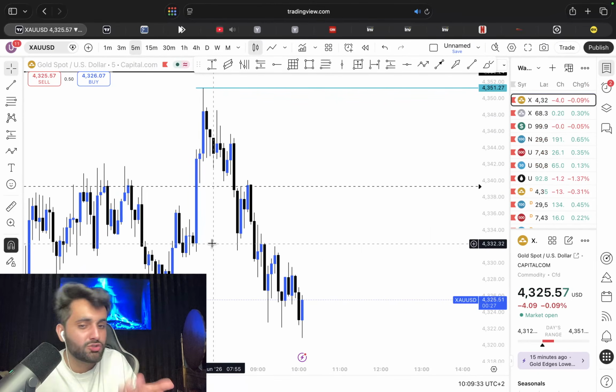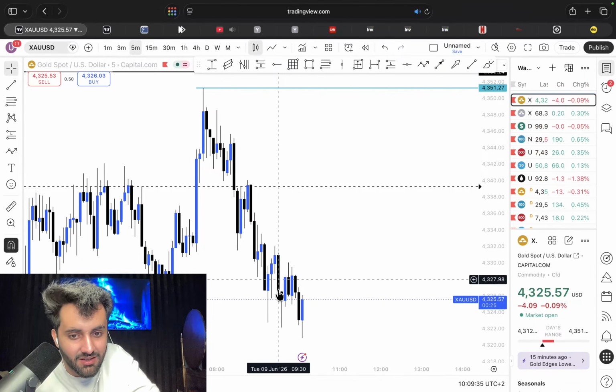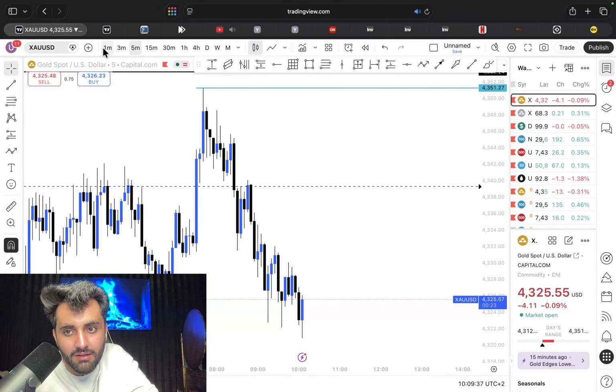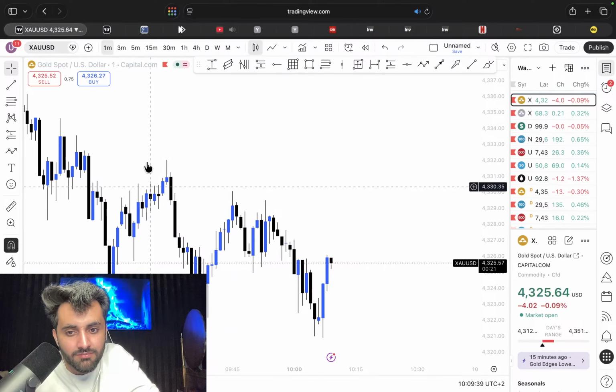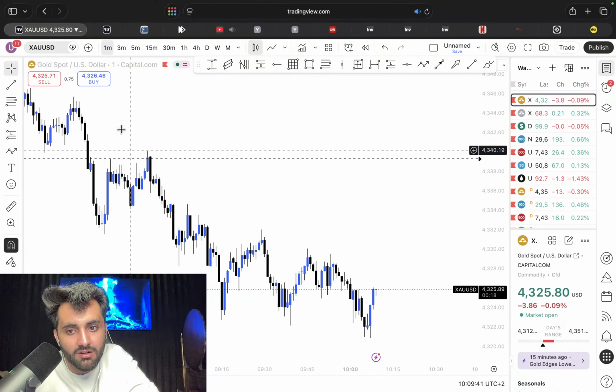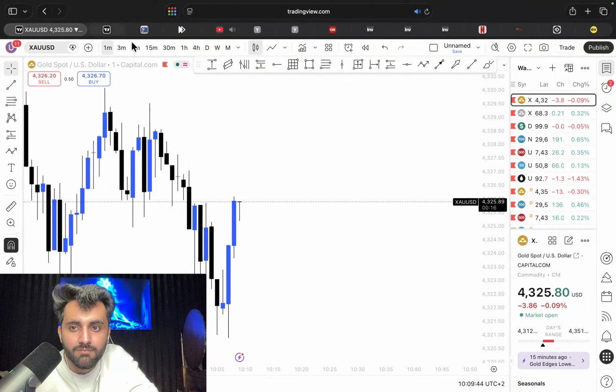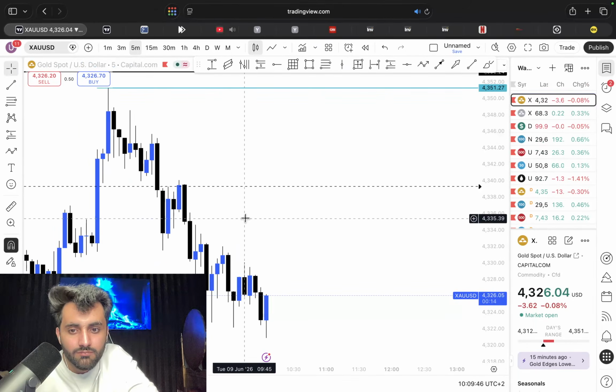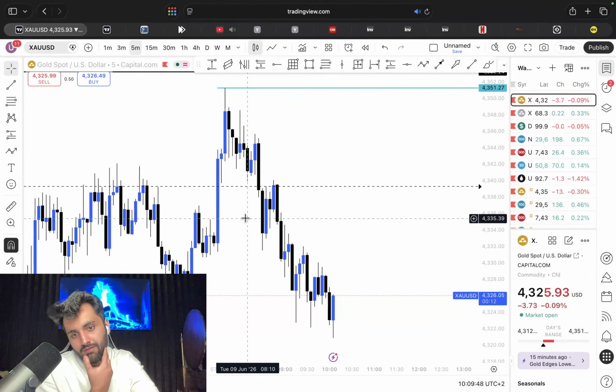Right now guys the market is very choppy. Look, these are 5 minute candles. Let me show you on 1 minute. It's very choppy. Yes, we are going down slowly, but very choppy. So we have to wait for a clear trend.